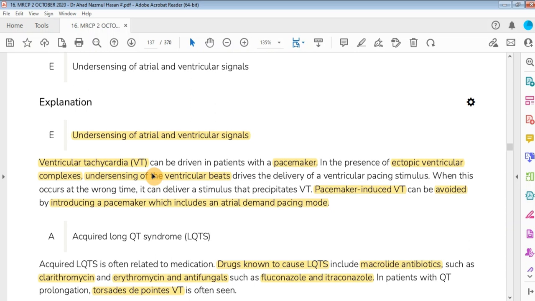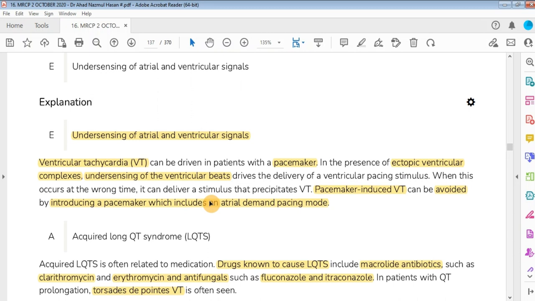Ventricular tachycardia can be driven in a patient with a pacemaker in the presence of ectopic ventricular complexes. Undersensing of the ventricular lead drives the delivery of the ventricular pacing stimulus. When this occurs at the wrong time, it can deliver a stimulus that precipitates VT. Pacemaker-induced VT can be avoided by introducing a pacemaker which includes atrial demand pacing.